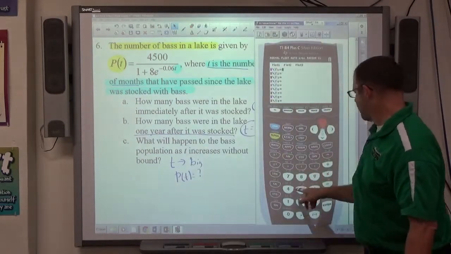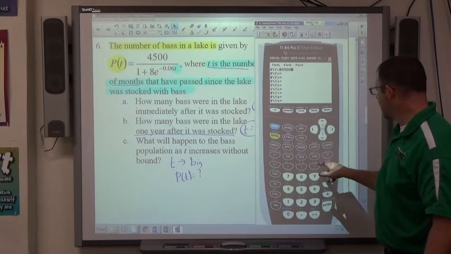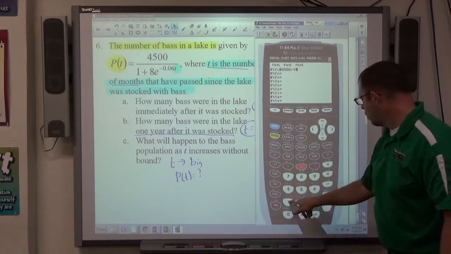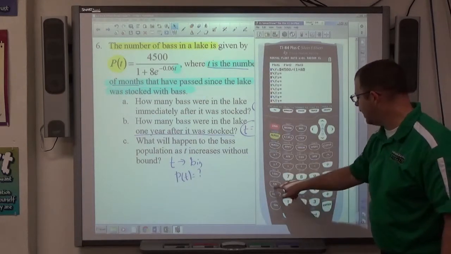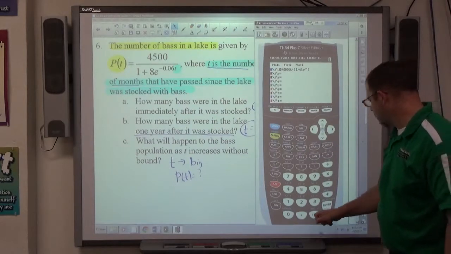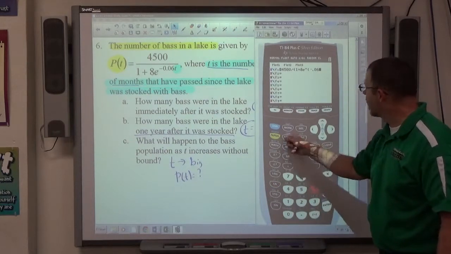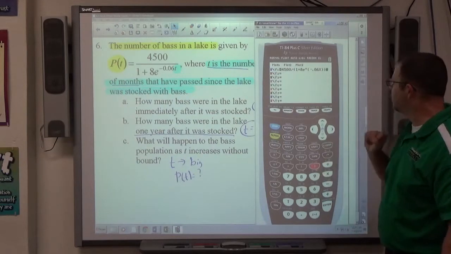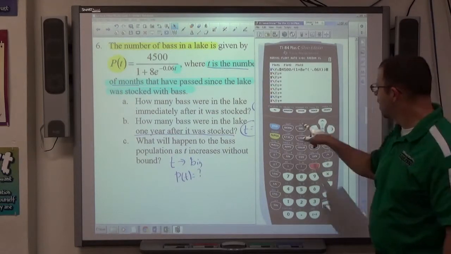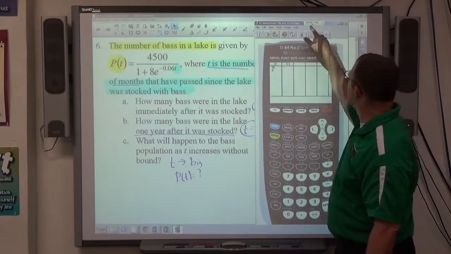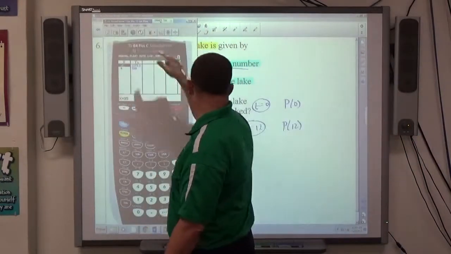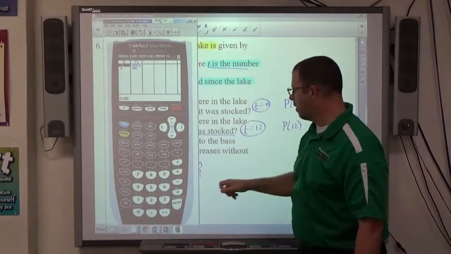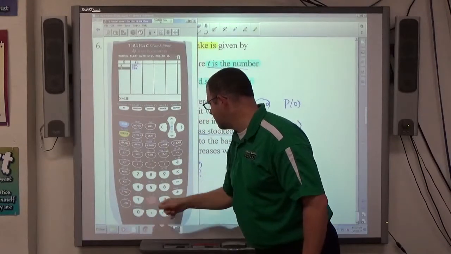we've got 4,500 on top, divided by parentheses, 1 plus 8e to the negative 0.06 x, end parentheses for the power, end parentheses for the division. I go to my table, and the first thing I care about is P of 0, P of 12. That's just a matter of putting 0 and 12 in my table.